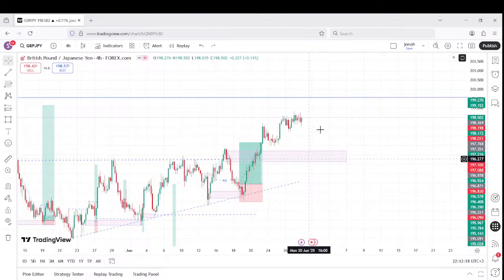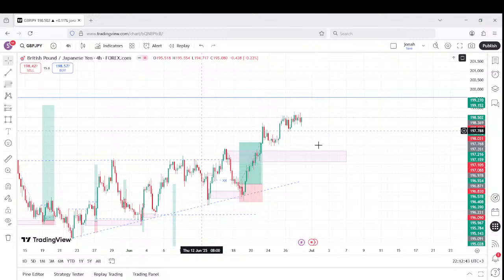So I'm expecting buys from this point, and as for how I enter on GBP, I don't use confirmations, I just press limits and continue the fly. So I'm going to be having a buy on this zone right here. That's GBP. That's what I'm watching.